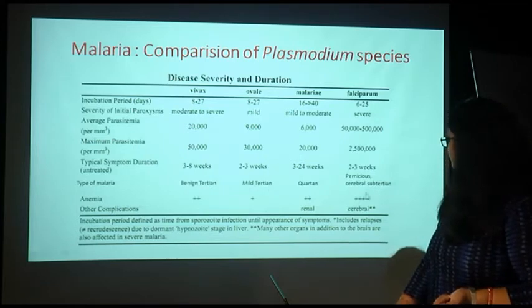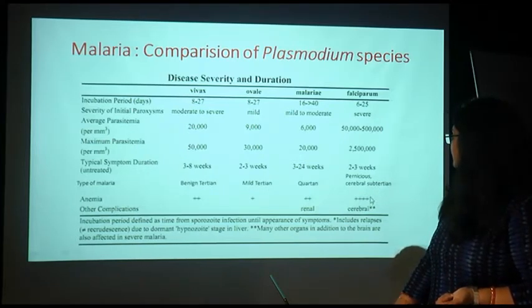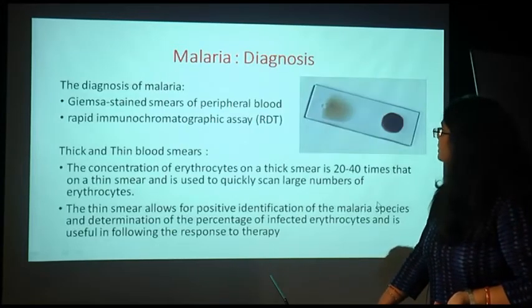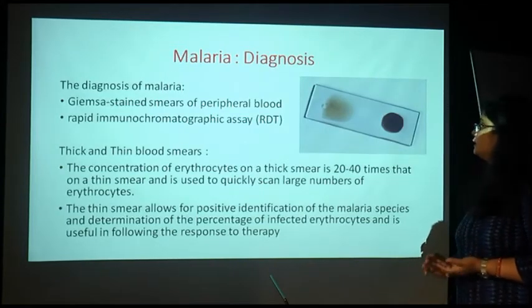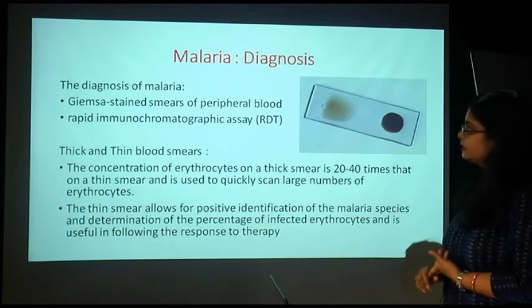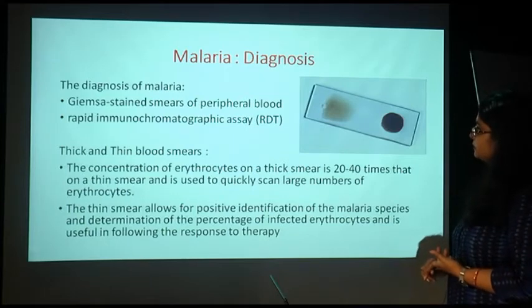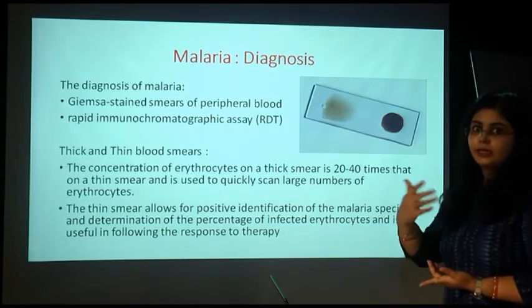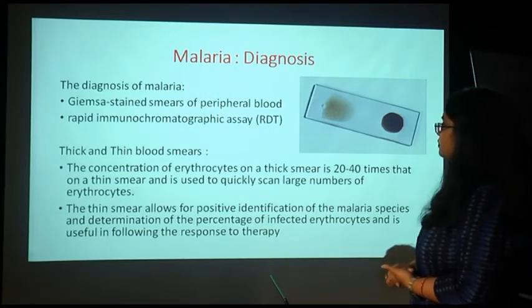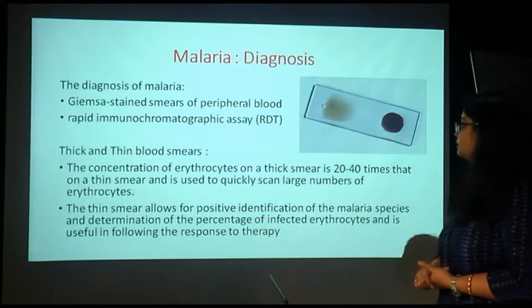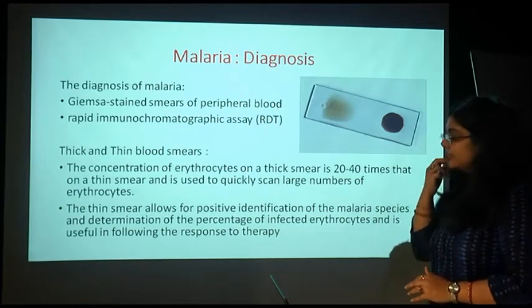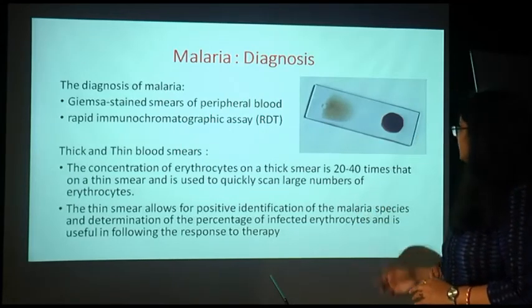The important thing is that the chances of getting anemia is high in case of falciparum. Next, moving on to the diagnosis of malaria. The diagnosis can be done by taking smears of peripheral blood and then staining it with Giemsa. Giemsa is a dye, and the other diagnostic process is the rapid immunochromatographic assay, or the RDT, which is very rapid.